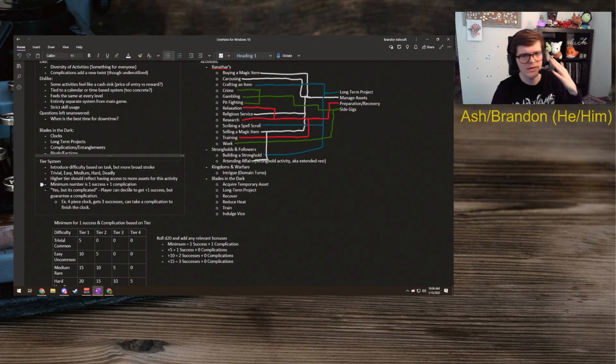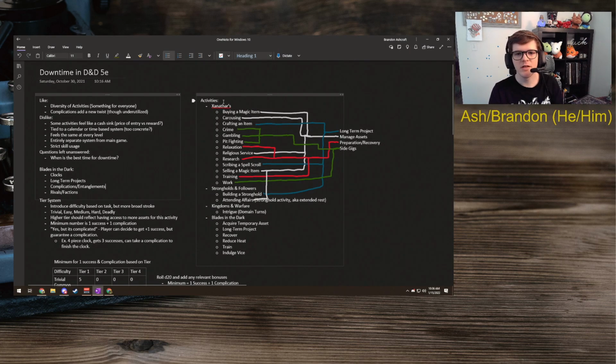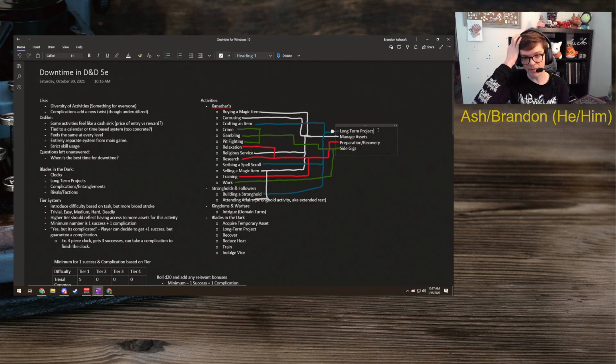So, did all that. And then we listed out all of the Xanathar activities, the Stronghold and Followers activities, Kingdoms and Warfare, and then Blades in the Dark. And the goal was to come up with 4 to 5 genres of downtime. And we ended up coming up with long-term projects, manage assets, preparation/recovery, and then side gigs. Long-term projects is anytime you want to make something. So, crafting an item, scribing a spell scroll, building a stronghold. Just as examples.